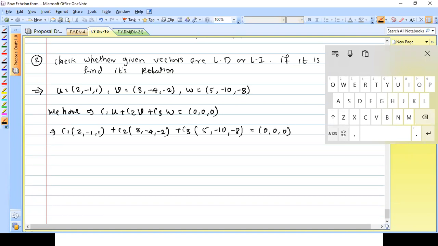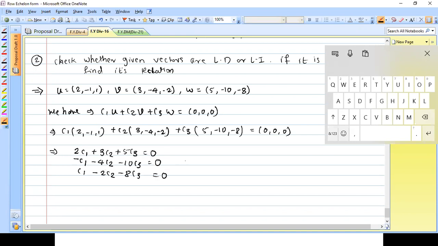So you will get equations. Write down the equations here. 2C1 plus 3C2 plus 5C3 is equal to 0, minus C1 minus 4C2 minus 10C3 is equal to 0, and the last one is C1 minus 2C2 minus 8C3, which is equal to 0.